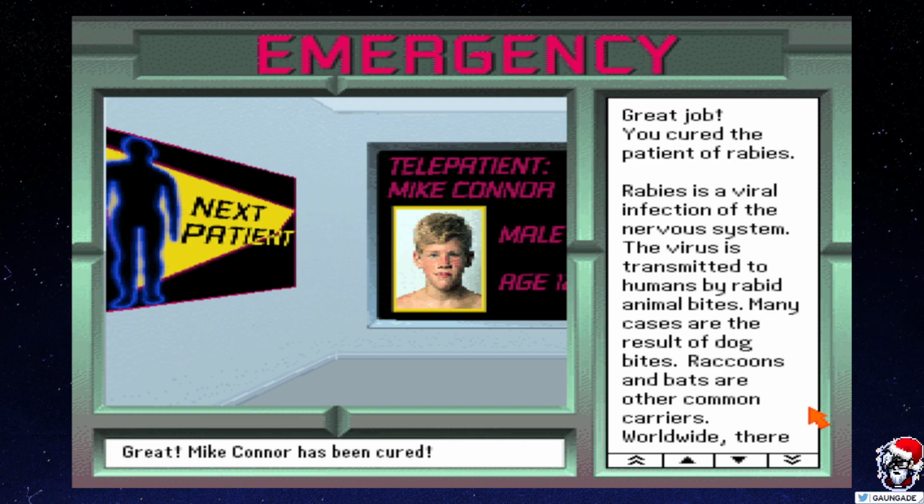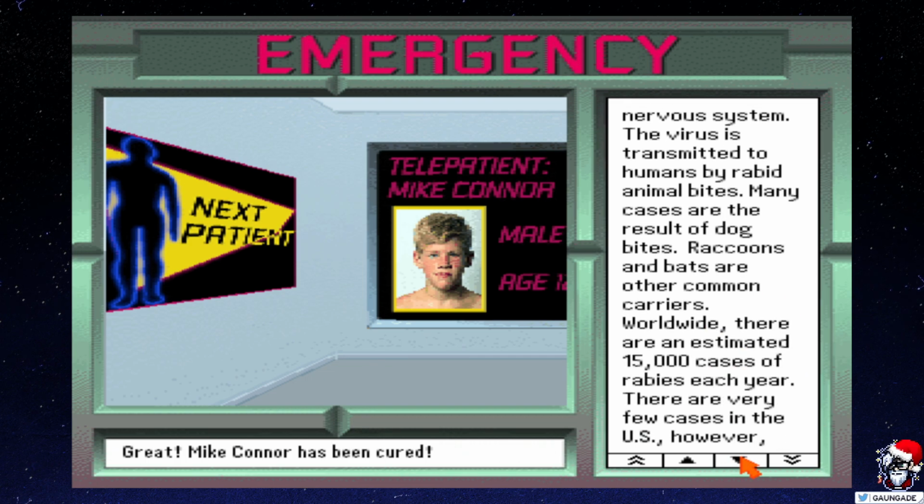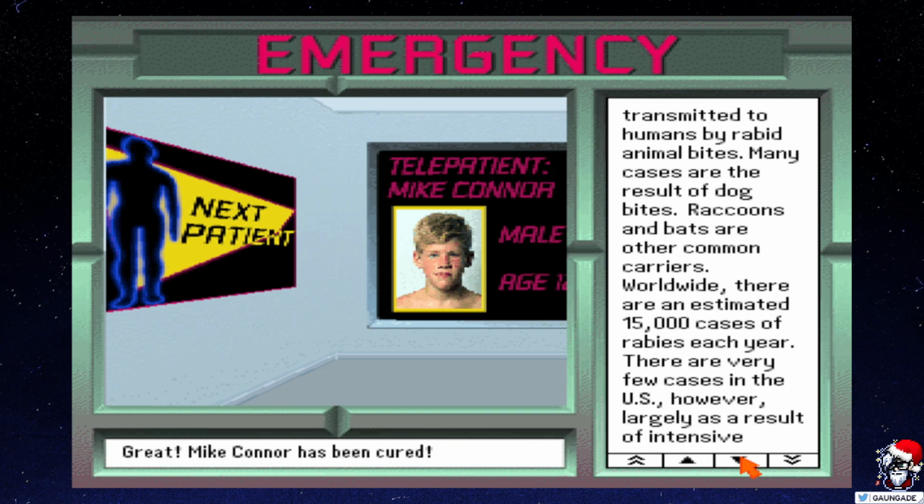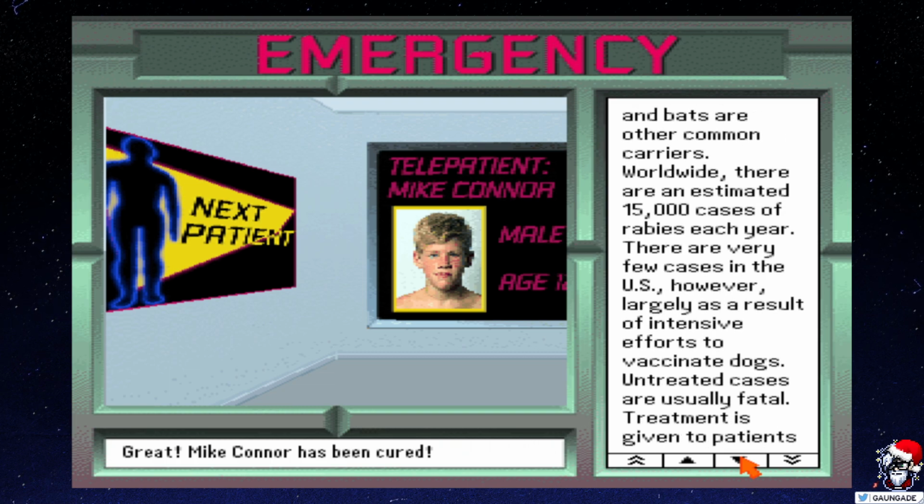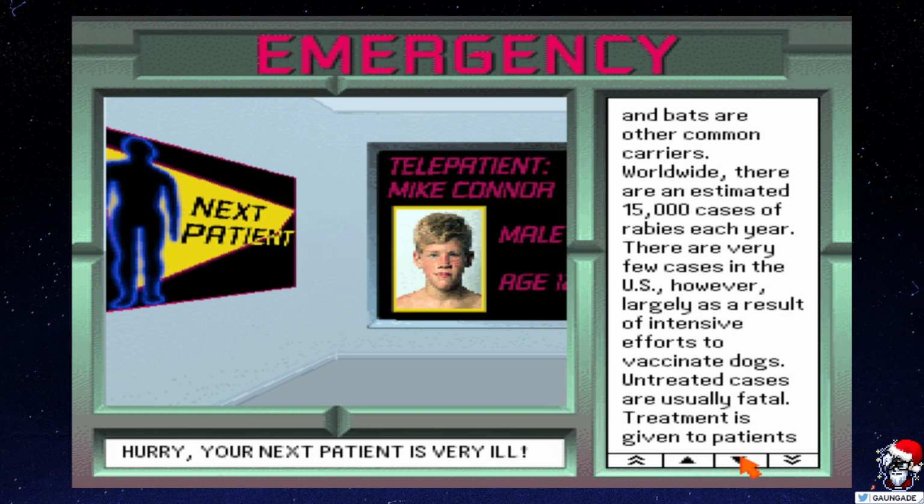Rabies is a viral infection of the nervous system. The virus is transmitted to humans by rabid animal bites. Many cases are the result of dog bites. Raccoons and bats are other common carriers. Worldwide, there are an estimated 15,000 cases of rabies each year. There are very few cases in the U.S.